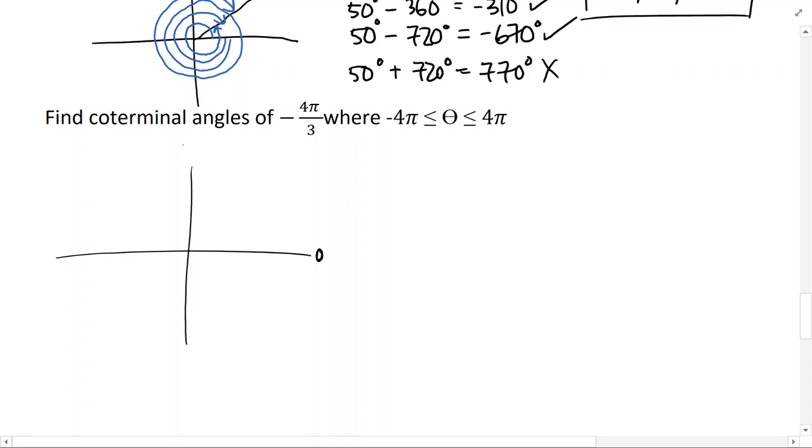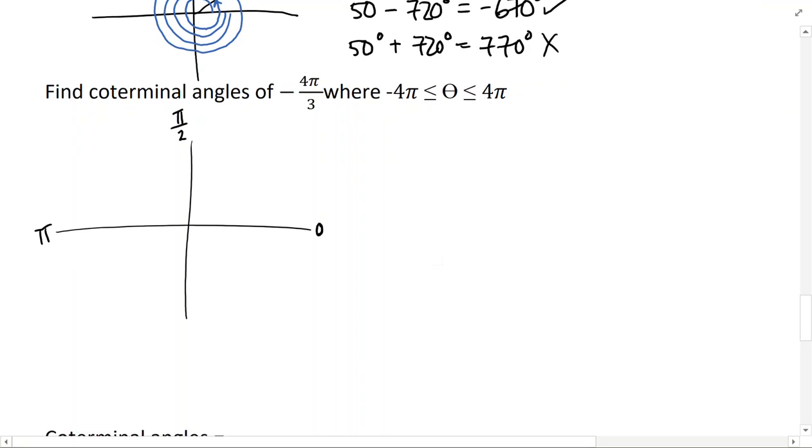Now, a recap with radians. This part up here, at the top, is usually 90. In radians, it's pi over 2. 180 is pi. And then down here is 3 pi over 2. And then off to the side is 2 pi.